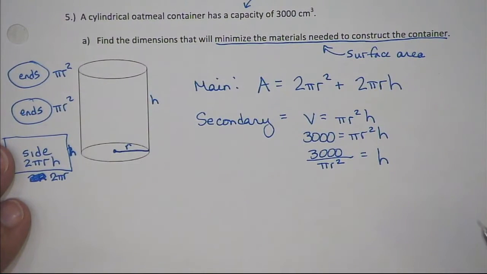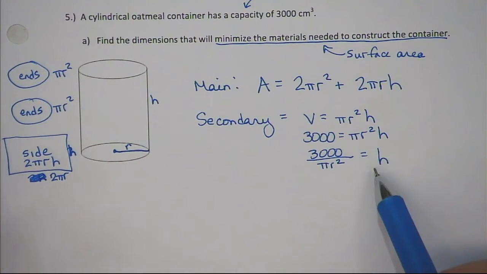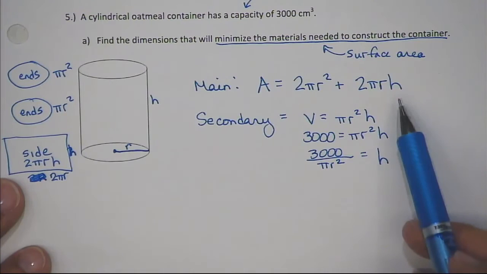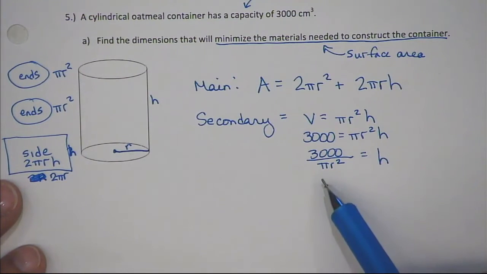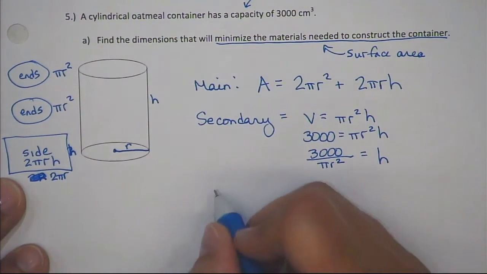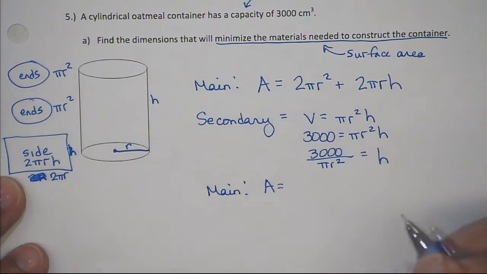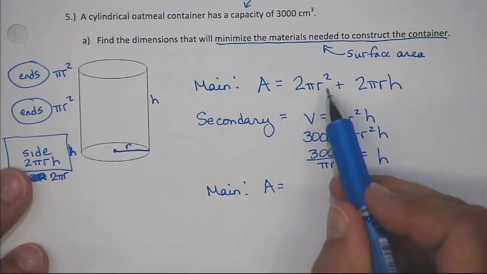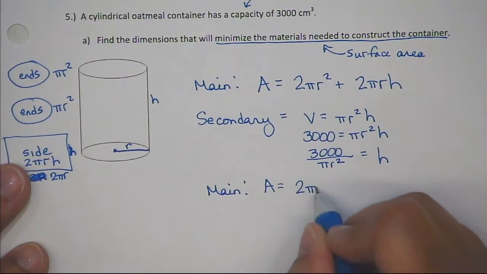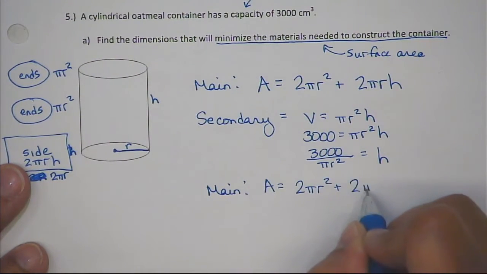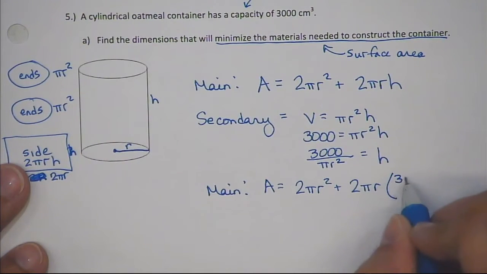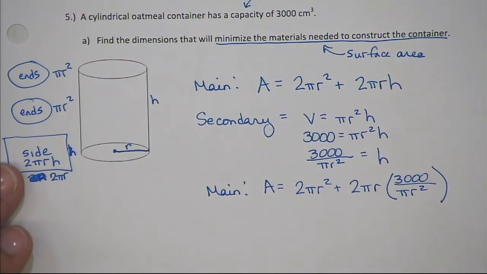All right, so I took my secondary, solved it for one variable, and now I'm going to replace H in my main equation with what I just did. So just like before, now I'm going back to my main. So 2 pi r squared will stay, plus 2 pi r, and instead of H, I'm going to put in 3,000 over pi r squared. And simplify that before you take the derivative. Okay.